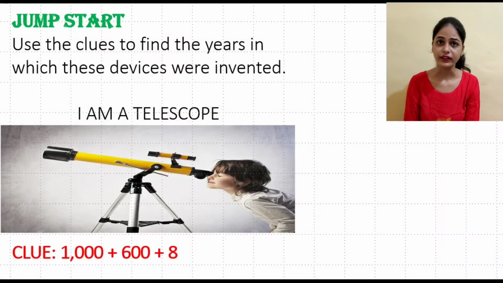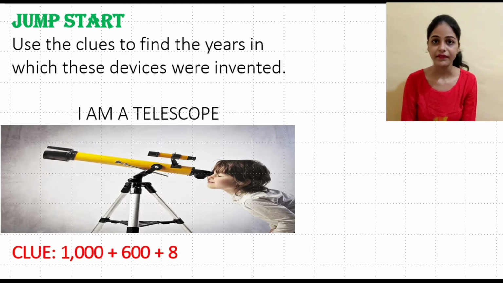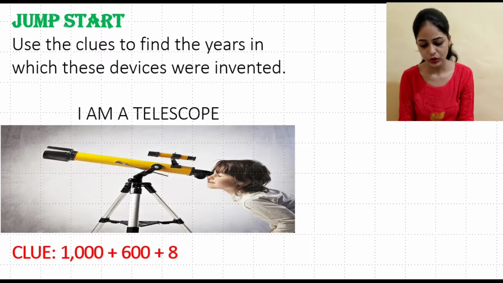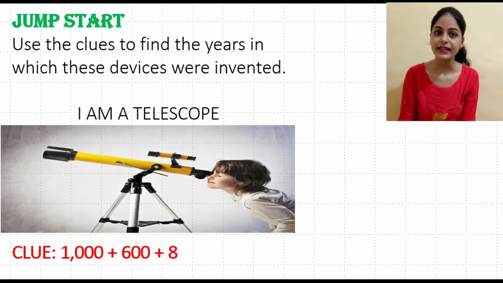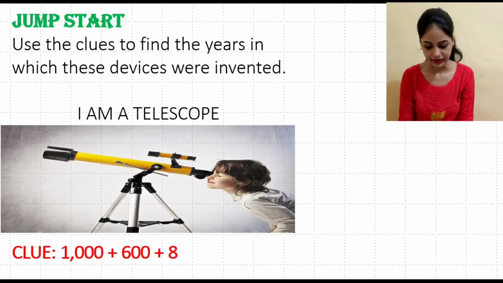You see on the screen, we have to use the clues to find the years in which these devices were invented. The first device is a telescope. What is a telescope? It is an instrument that allows people to see distant places. The clue is given, that is 1000 plus 600 plus 8.